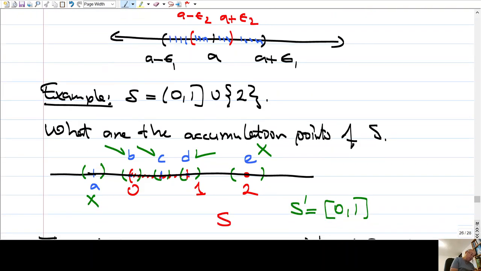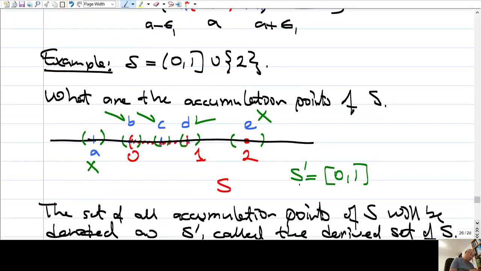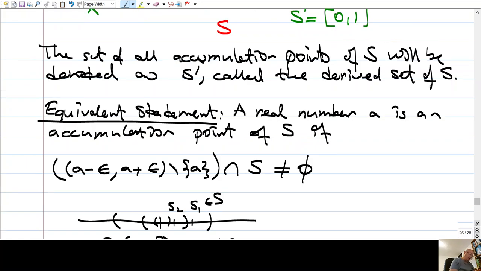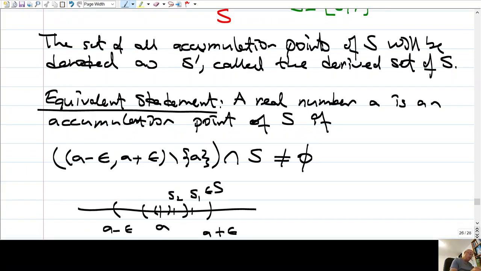And we gave an example last time, and for this S, the set of accumulation points, which we denote by S prime, we also call the derived set of S. It is the closed interval 0, 1. As you see, 0 is not an element of S, but it's an element of S prime. On the other hand, 2 is an element of S, but it is not in the set of accumulation points of S. And an equivalent statement was this: a real number A is an accumulation point of S if this deleted neighborhood contains at least one point from S. Okay.